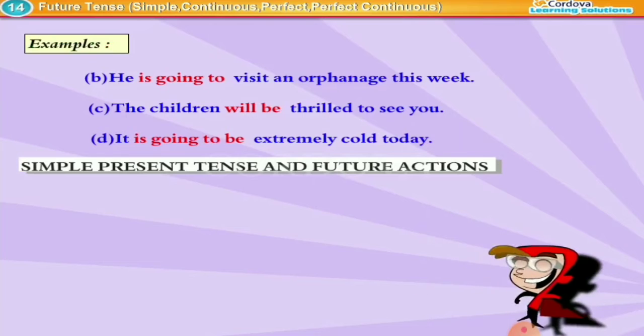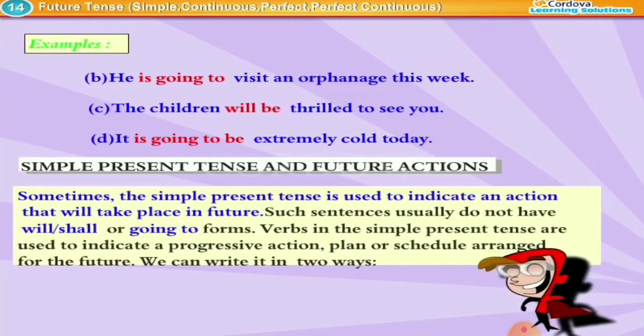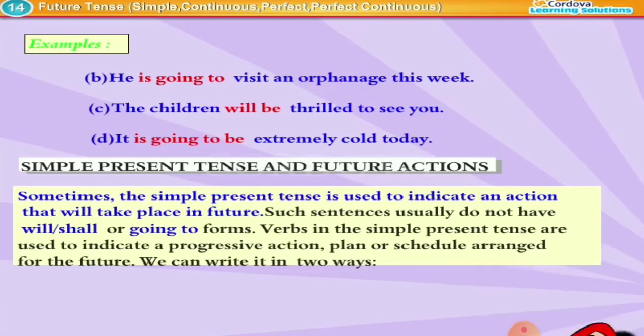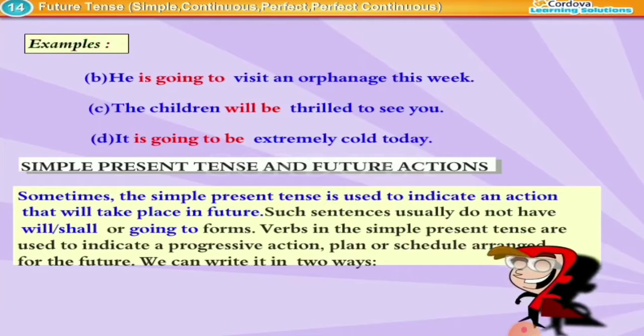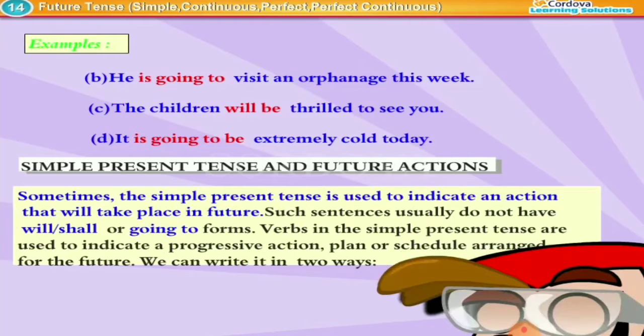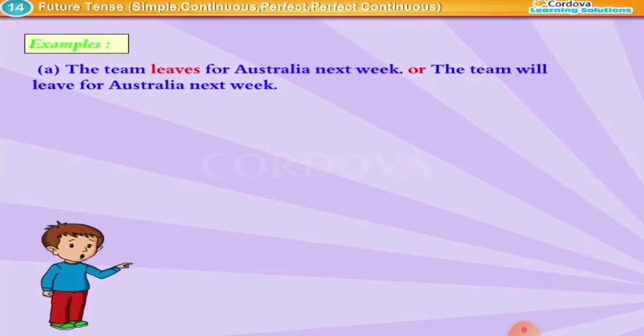Simple present tense and future actions. Sometimes the simple present tense is used to indicate an action that will take place in future. Such sentences usually do not have will or shall or going to forms. Verbs in the simple present tense are used to indicate a progressive action, plan, or schedule arranged for the future. We can write it in two ways.